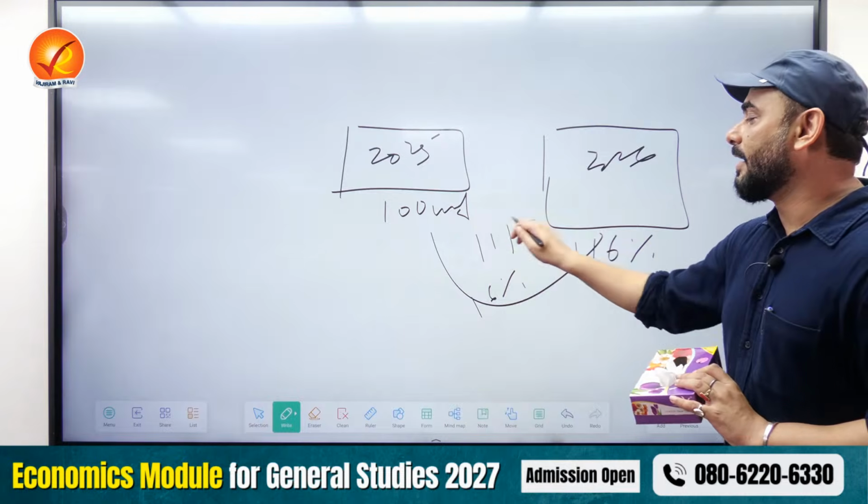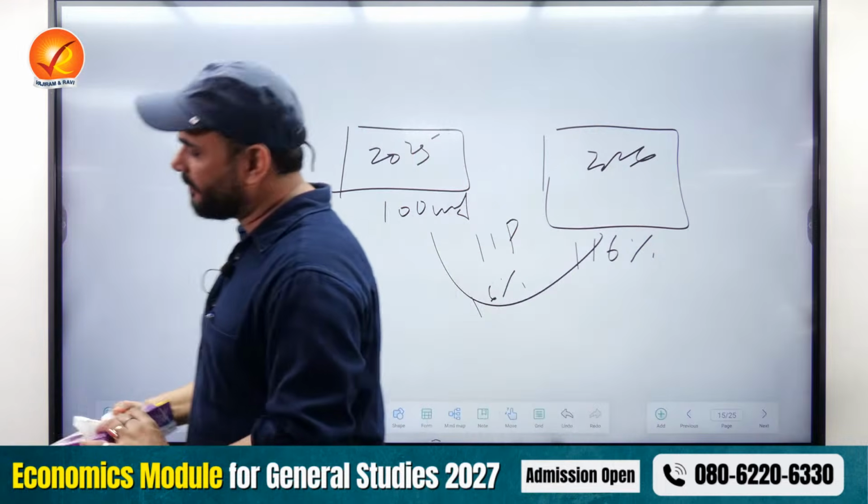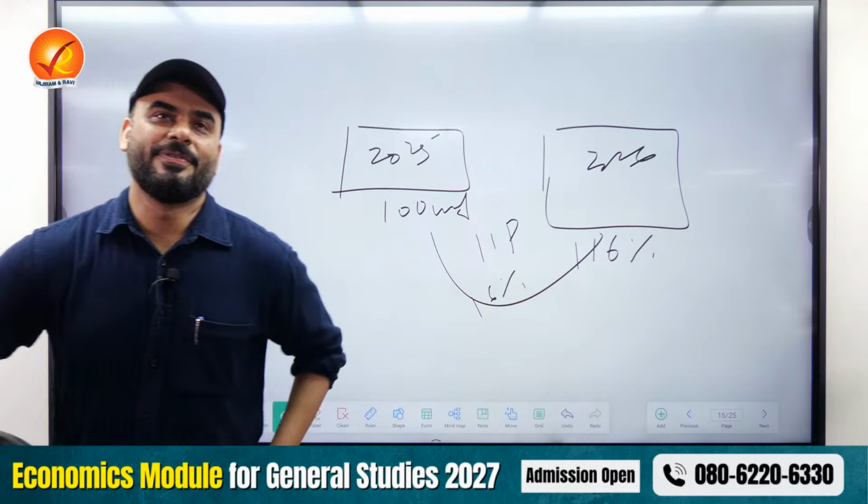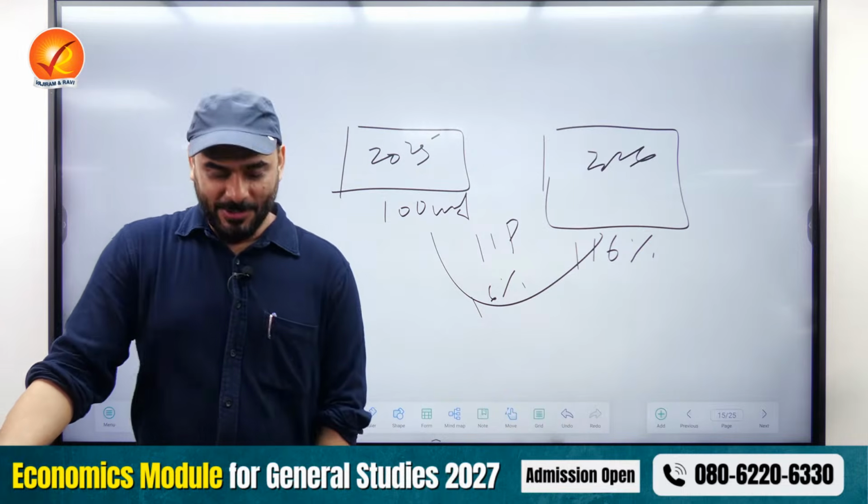16%. This is called IIP, Index of Industrial Production. Done. This is Index of Industrial Production. But I want to ask you a question.